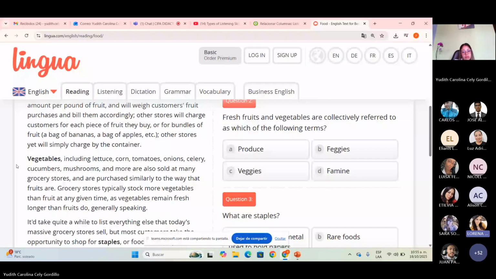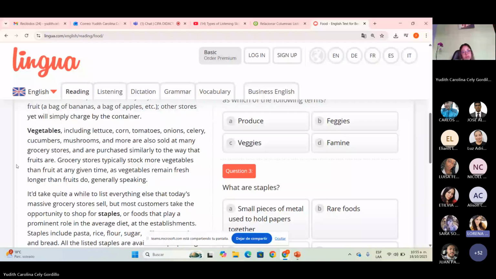Vegetables, including lettuce, corn, tomatoes, onions, celery, cucumbers, mushrooms, and more, are also sold at many grocery stores and are purchased similarly to the way that fruits are. Grocery stores typically stock more vegetables than fruit at any given time, and vegetables remain fresh longer than fruits do, generally speaking.